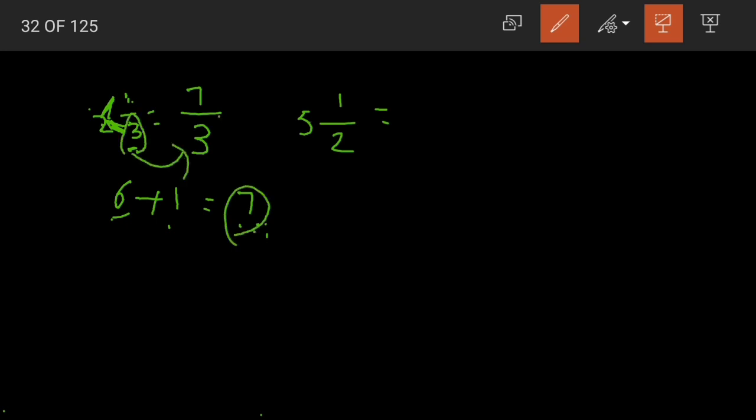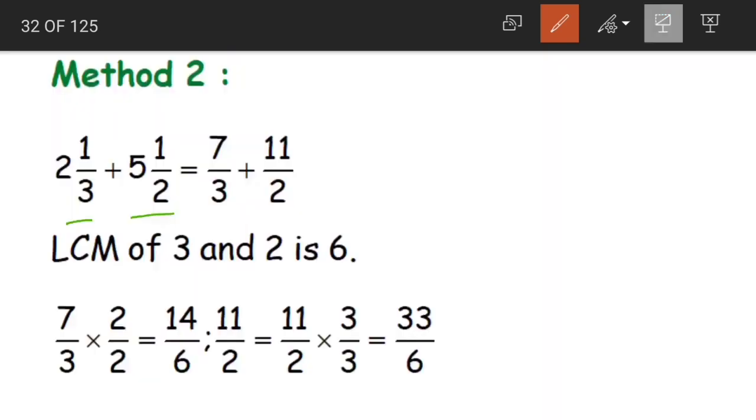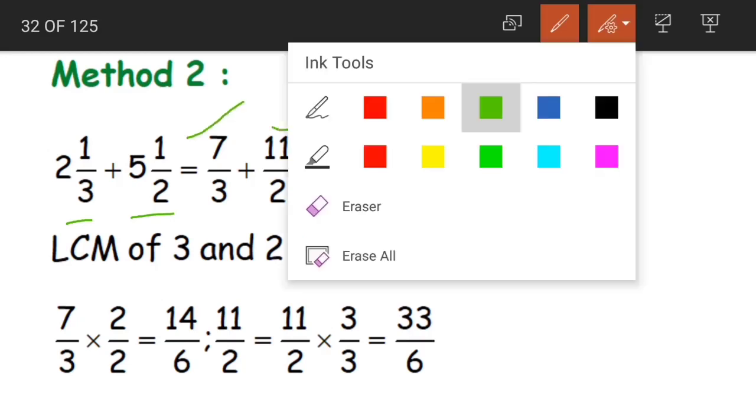Now coming to 5 1 by 2. Again 5 2s are 10 plus our numerator 1. 10 plus 1 is equal to 11. So 11 will be our new numerator divided by, what is the denominator here? 2. So 2 will be as it is. 11 by 2 is our new improper fraction. Clear, children? We got 7 by 3 and 11 by 2.